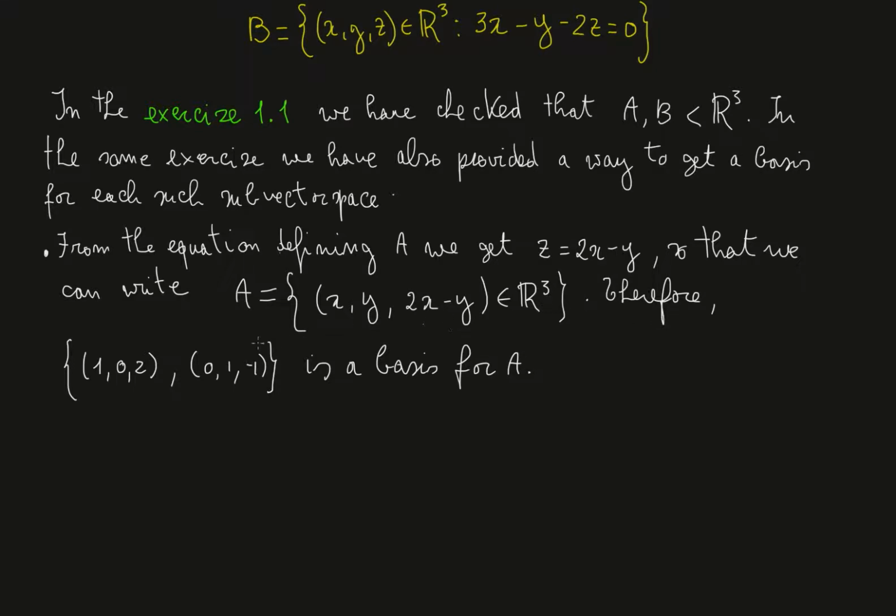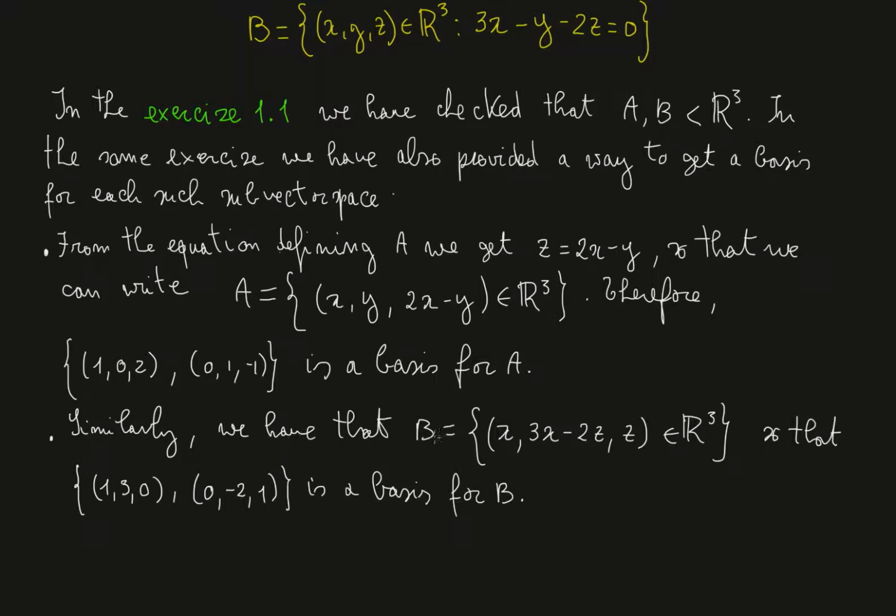Now, therefore, we can derive that the vectors (1, 0, 2) and (0, 1, negative 1) are a basis for A, because as shown in exercise 1.1, considering x equals 1 and y equals 0, and then x equals 0 and y equals 1, we get two linearly independent vectors, and they provide the basis of this subvector space.